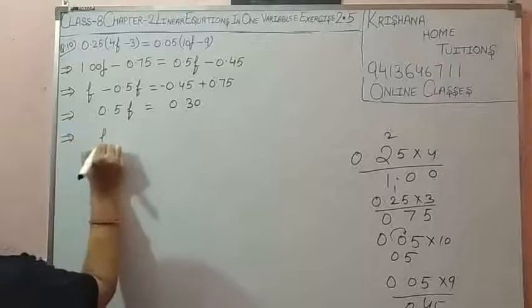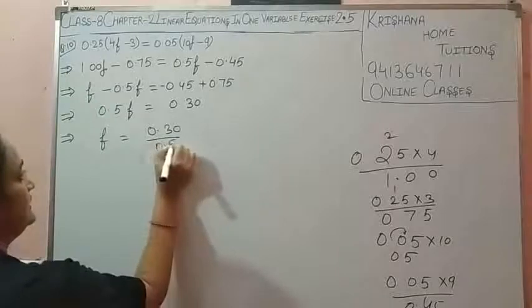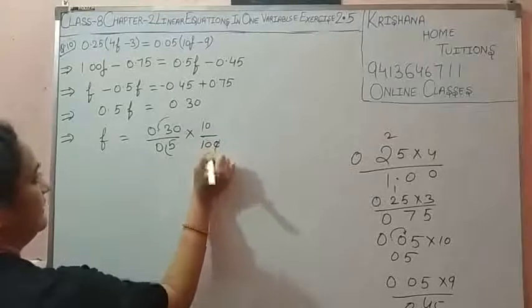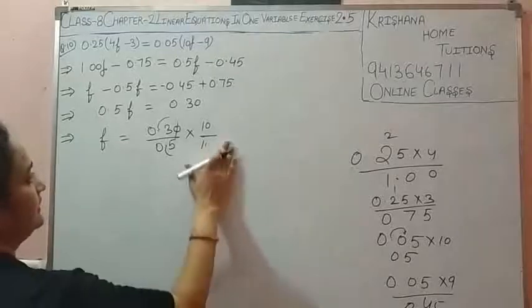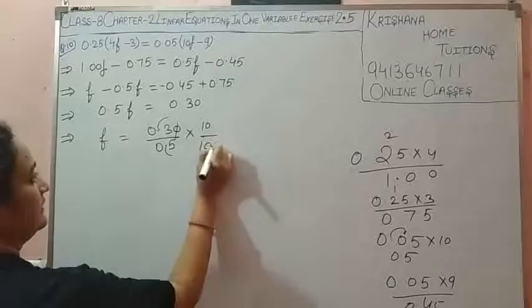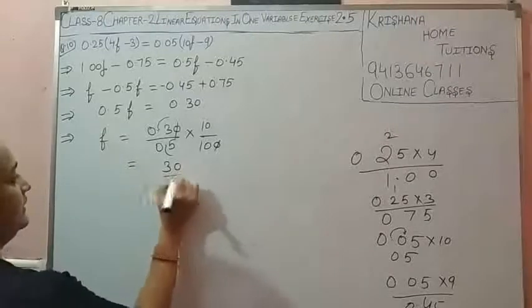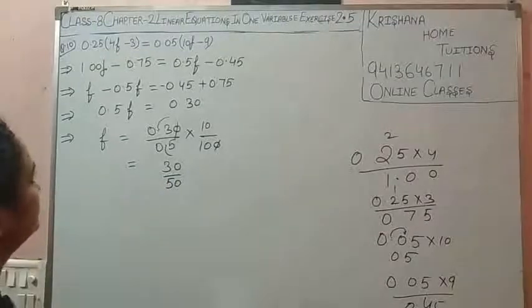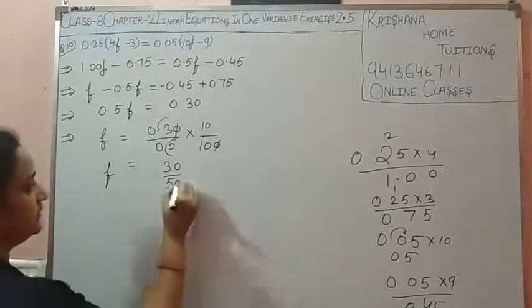So f is equal to 0.30 divided by 0.5. The decimal removed 10 here, and this time the decimal removed 100 here. 1 0 is cancelled with 1 0. So this is equal to 30 upon 50. F is equal to 30 upon 50.